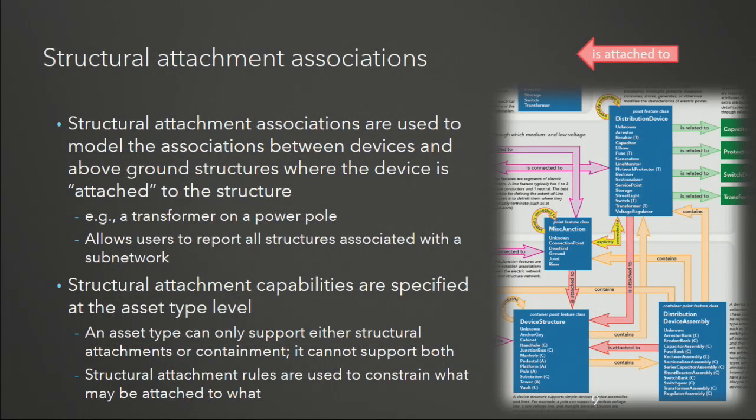What else? Structural attachment. That's much like containment, but used for above ground. You can say that this particular thing is attached to this other thing. For example, a transformer being attached to a power pole. And this is nice because all these associations are indexed within your network index and can be returned as results to your analytical processing of the network if you feel the need.